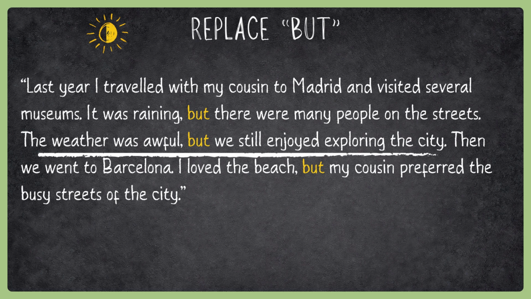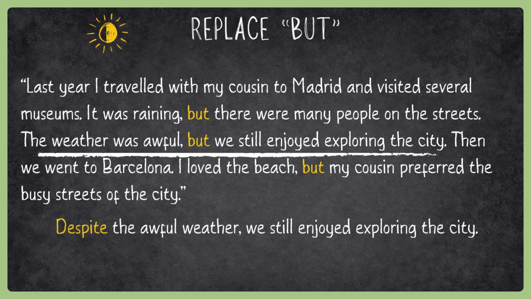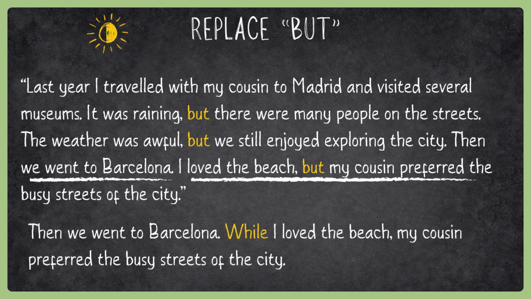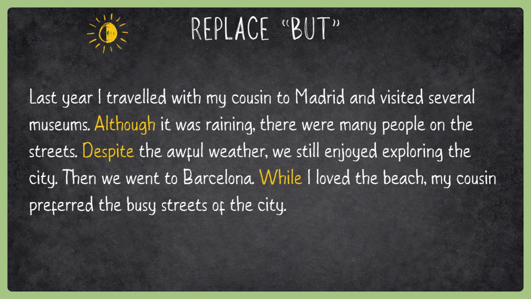Next, the weather was awful, but we still enjoyed exploring the city. Here, I can change it to sound more descriptive. Despite the awful weather, we still enjoyed exploring the city. And last one, then we went to Barcelona. I loved the beach, but my cousin preferred the busy streets. We can make this sound smoother by using a connector that compares two ideas. Then we went to Barcelona. While I loved the beach, my cousin preferred the busy streets of the city. See how these small changes make the story flow more naturally?